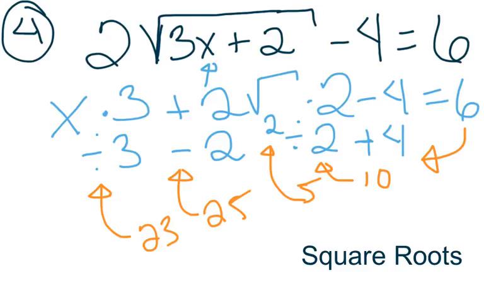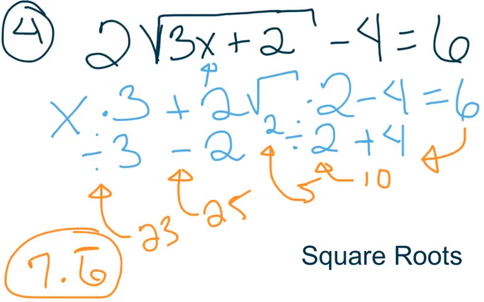So 23 divided by 3 is 7.6, and then you put a line over the 6 to say that 6 just keeps repeating. So that's what that means, okay? So 7.6 repeating. And essentially it's a little bit over 7.5. All right? Awesome possum. That is actually it for our square roots.